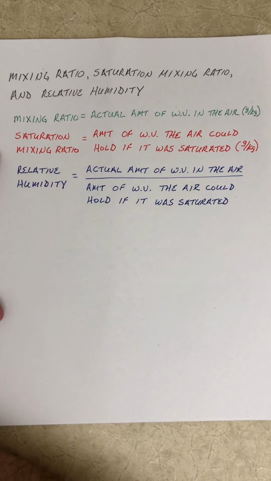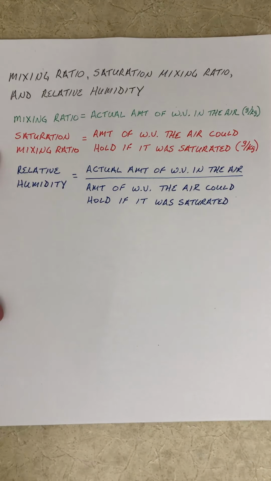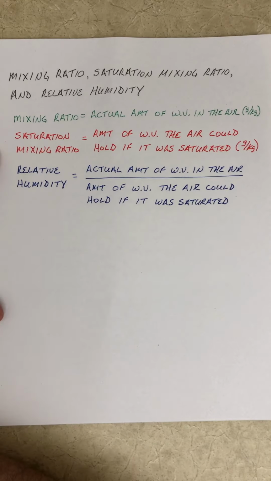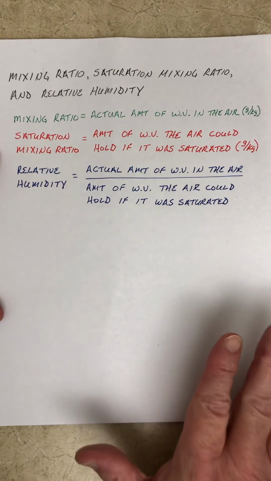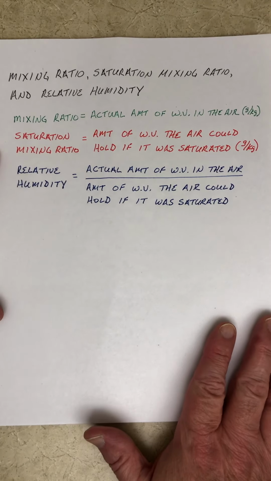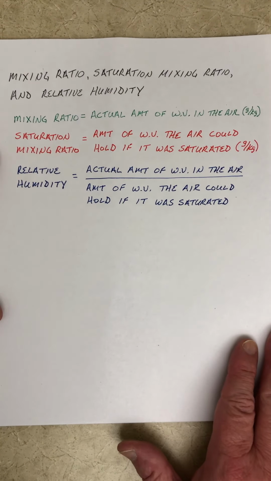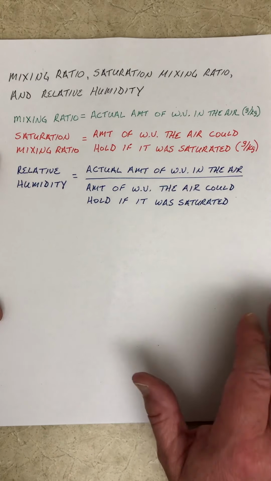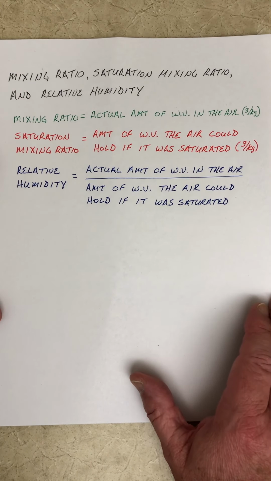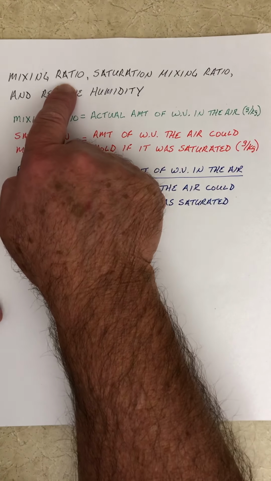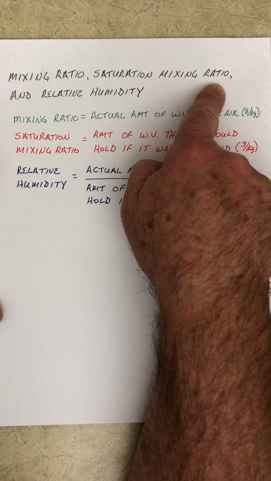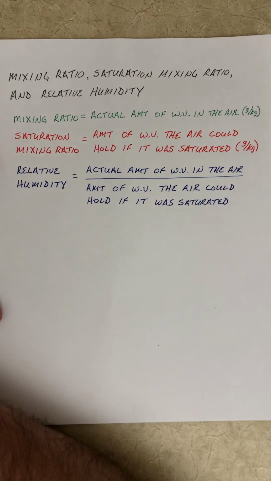Hi class, let's get into chapter 6 now, and we're going to start off with some terms and some definitions. I know I've told you before that I don't like memorization. In this particular case, these are terms you really do have to memorize so that we can use them and explain these terms and use these terms in explanation later on. The three terms are mixing ratio, saturation mixing ratio, and relative humidity.